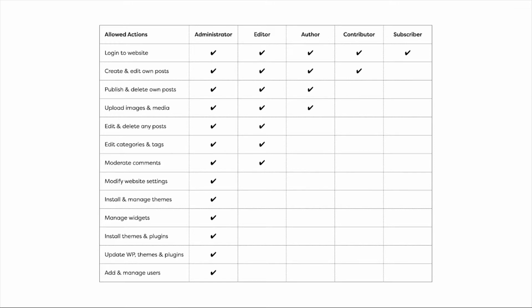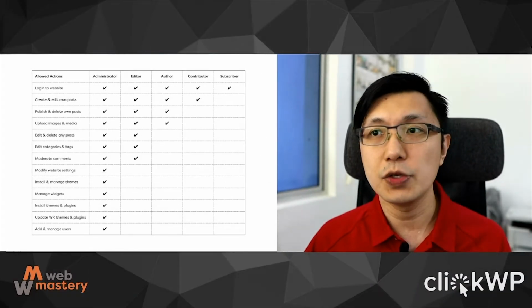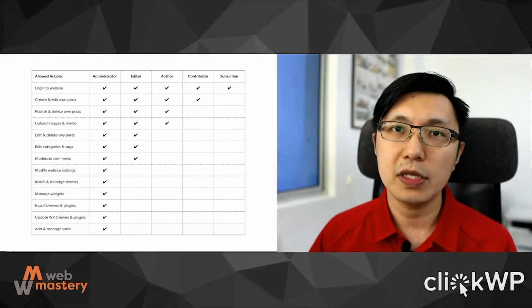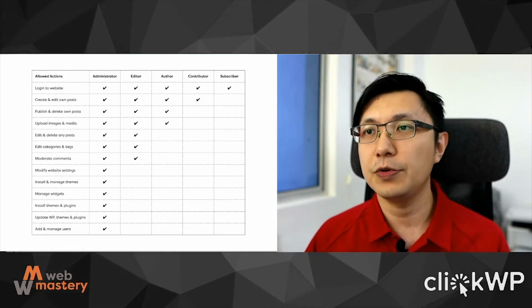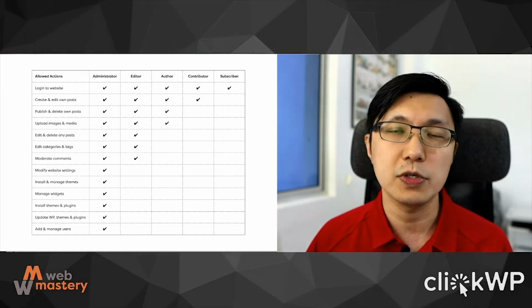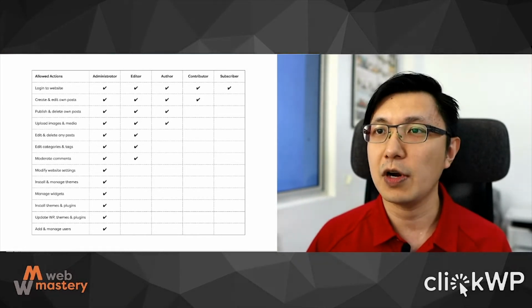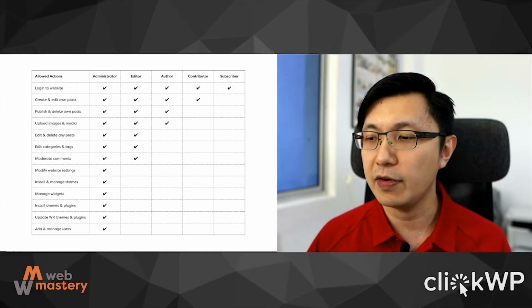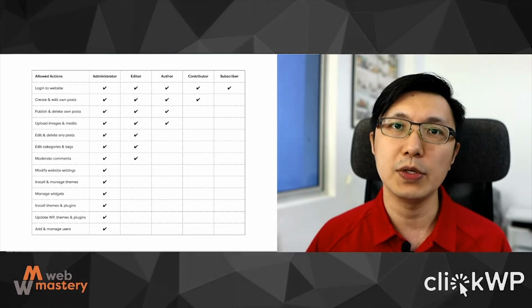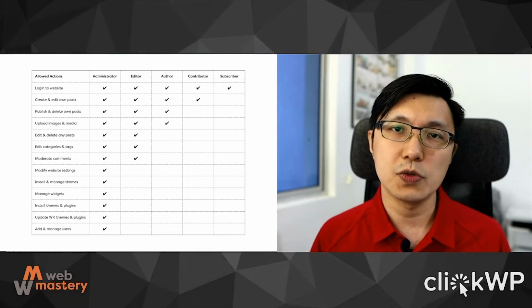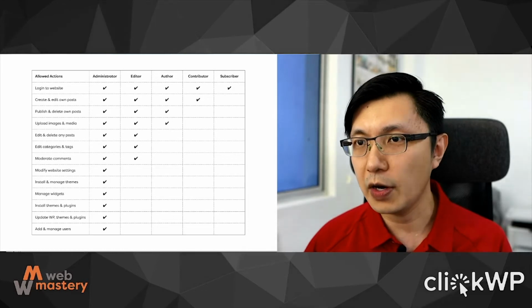Following that, we've got author and contributor. Those are a bit less useful, but basically an author is just allowed to publish and edit their own posts. A contributor is only able to create posts, they're not even able to publish them. And a subscriber is only able to log into the site and have an account. That's only useful if, for example, you allow only subscribers to comment on the site.